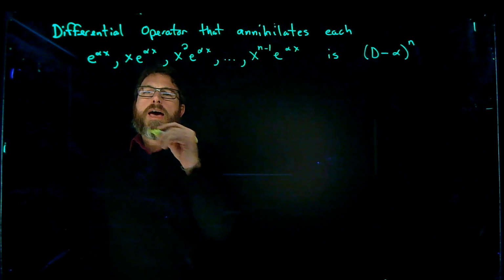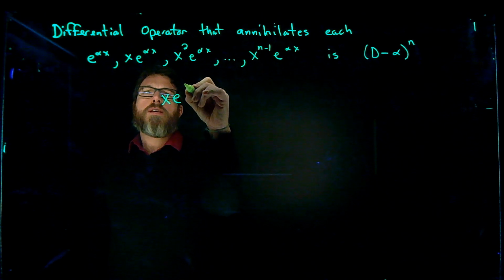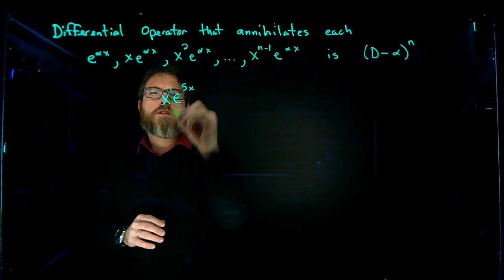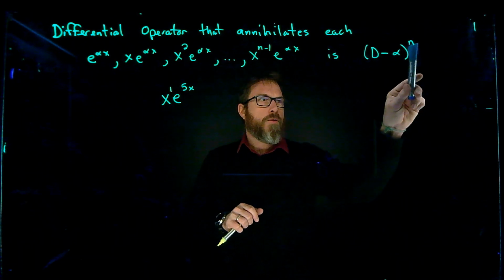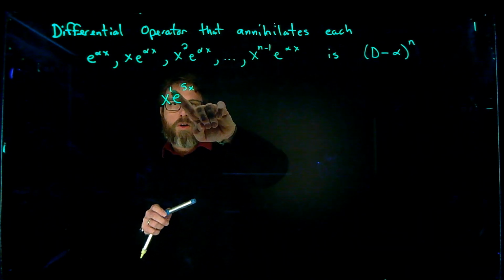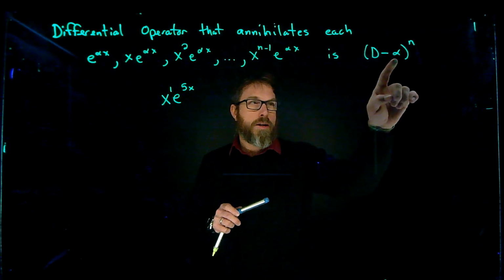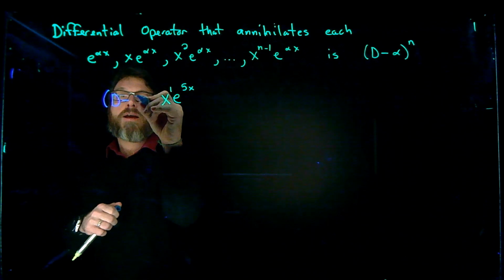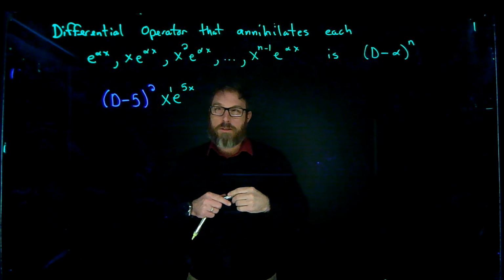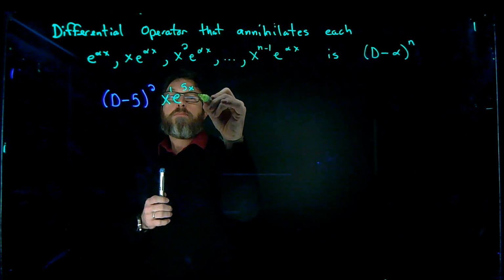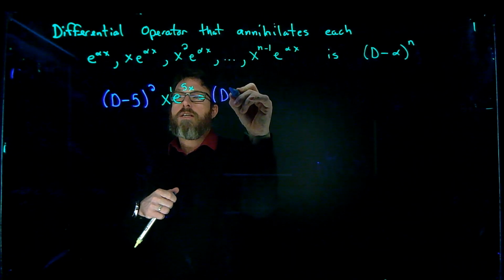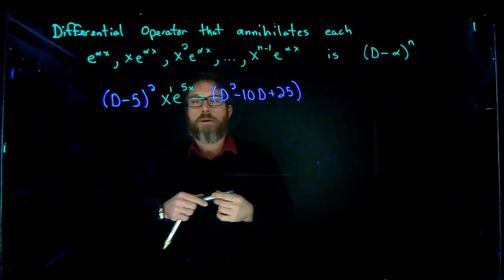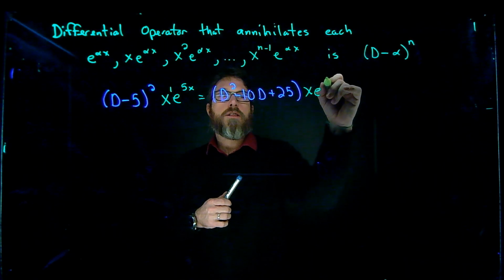So what if I have x e to the 5x, for instance, and I want to annihilate that? Well, what I can see is that this is x to the power of 1 times e to the 5x. So this power, very similar to what we had with the polynomials, needs to be 1 bigger than this 1, so n is going to be equal to 2, and alpha is going to match that coefficient of 5. So what I'm going to need is (D minus 5) squared to annihilate this. I can expand this: it is D squared minus 10D plus 25, and all I did is FOIL a binomial.